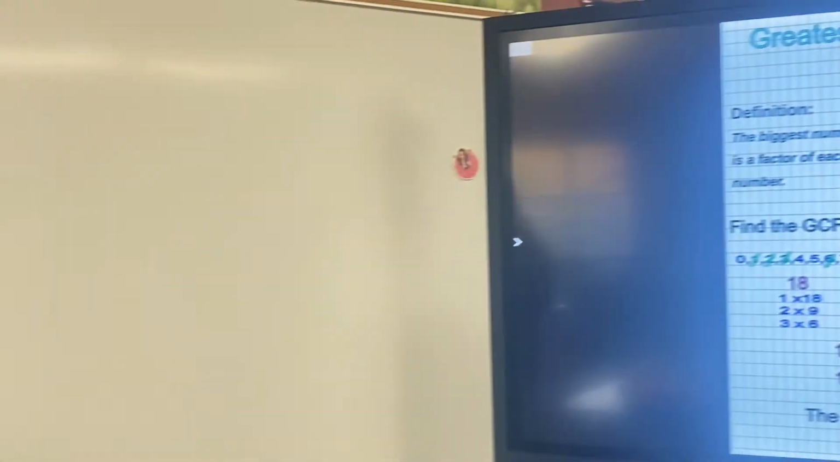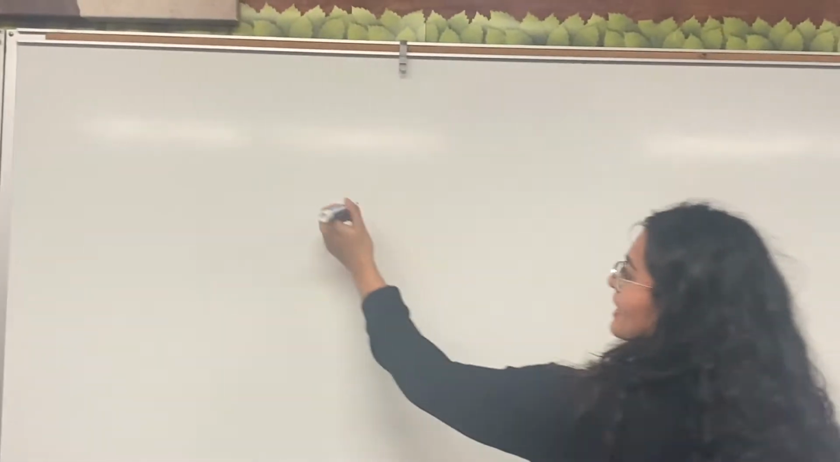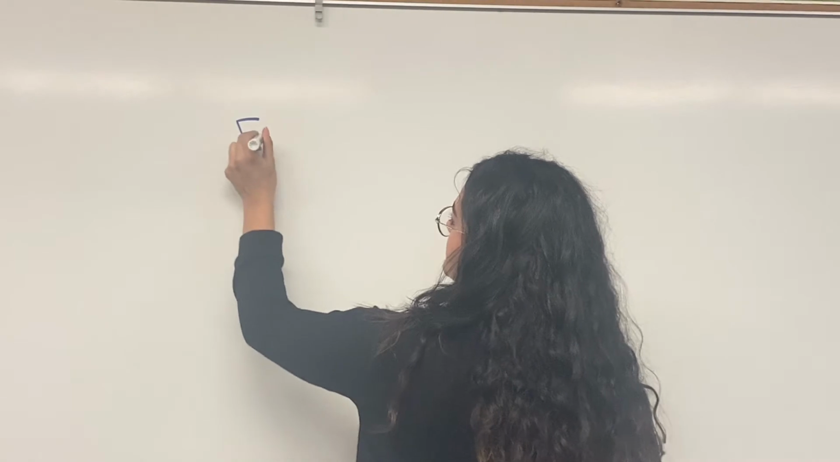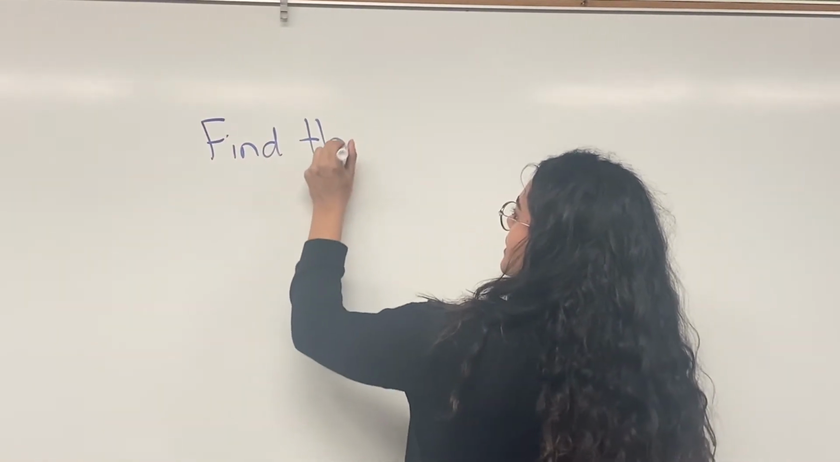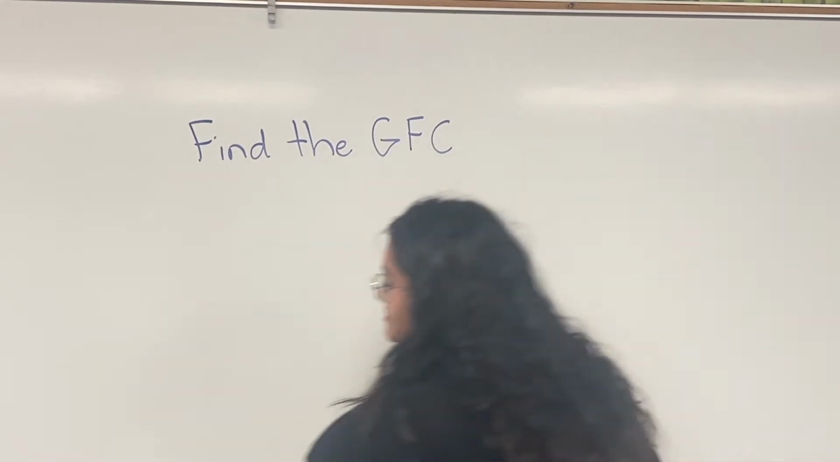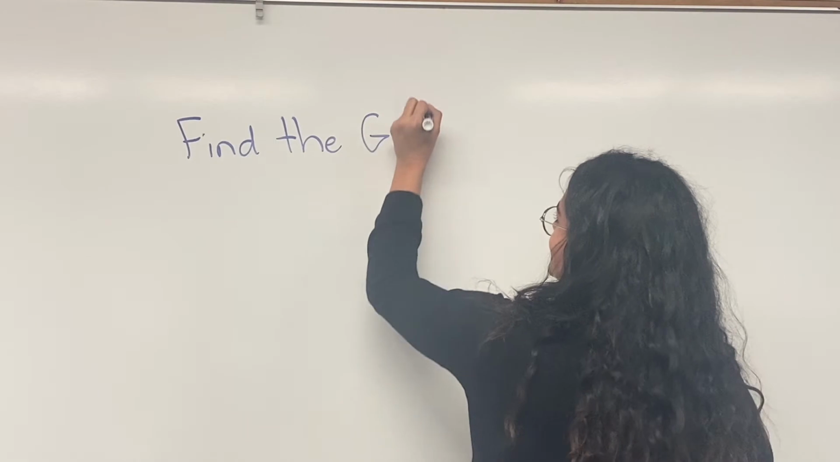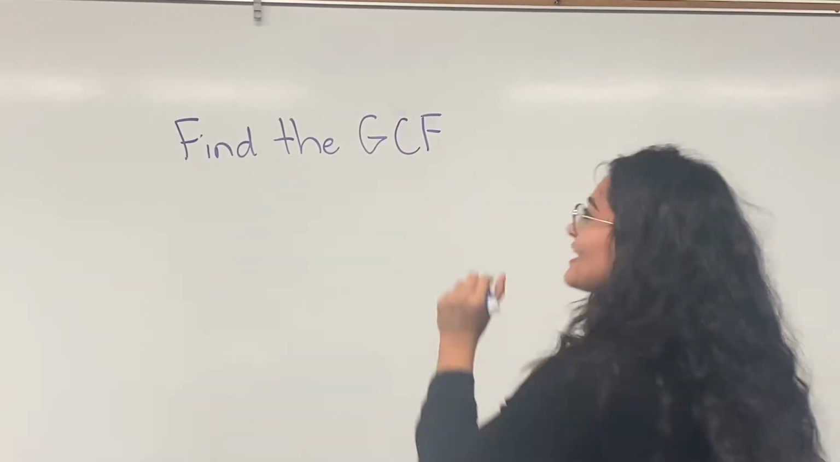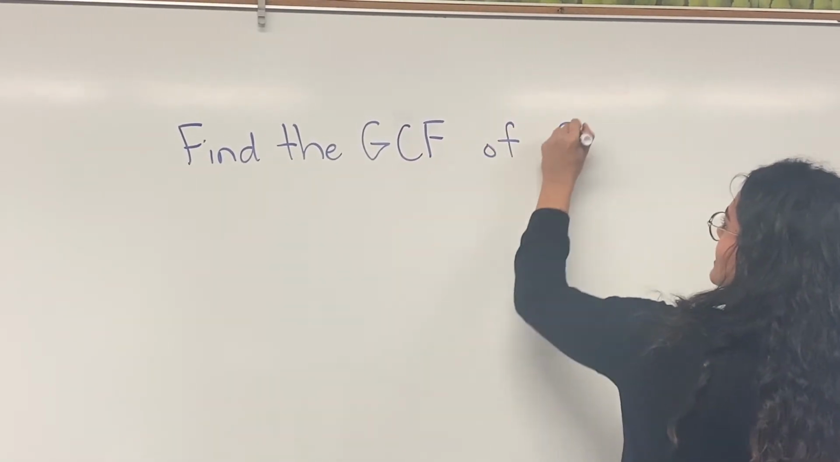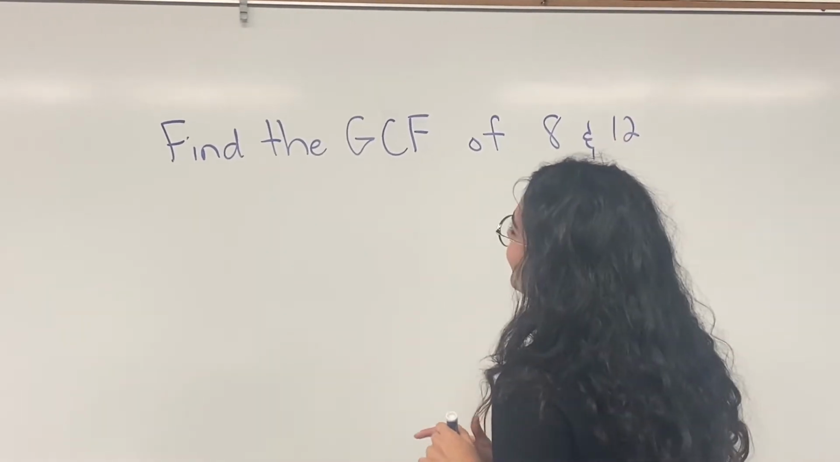Thank you. All right, so our example is going to be to find the GCF. Oh, nope, that's backwards. Just kidding. We all make mistakes. GCF, greatest common factor of, I'm going to do 8 and 12.